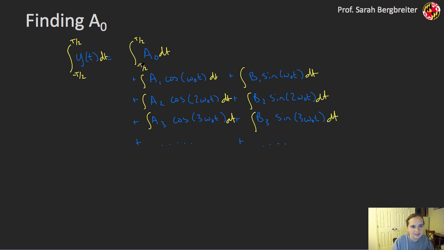But in this case, I'm integrating over a period, right? And I'm integrating over a period of this cosine, right? And what we just showed in the last slide is that basically all of these are going to go to zero. None of them have a zero coefficient there.